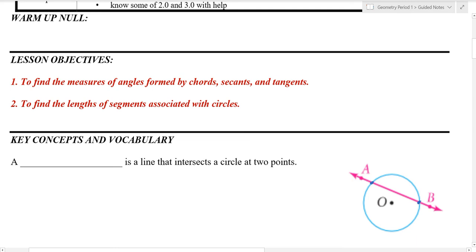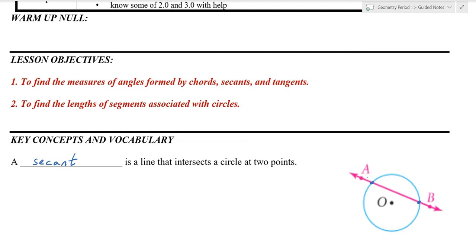We have a new vocabulary word here, and this one in particular is: what is a secant? A secant is a line that intersects a circle at 2 points. Here on the right we have circle O and line AB, and line AB intersects the circle O at precisely 2 points right over here. Because it intersects my circle at 2 points and goes beyond the circle, it doesn't end there, therefore it is a line. That is what makes it a secant.